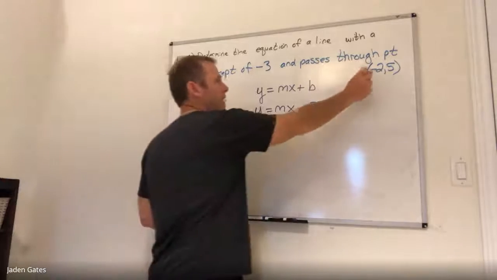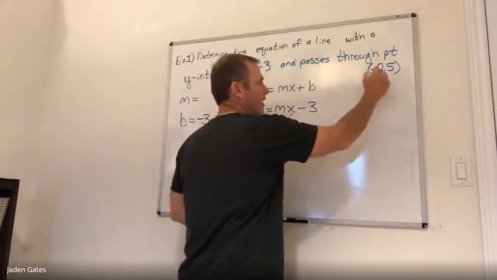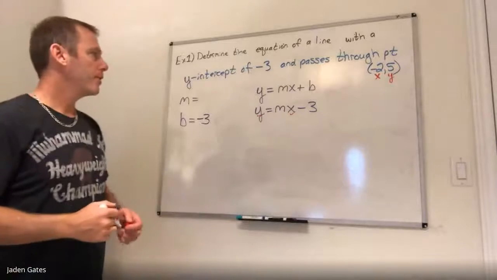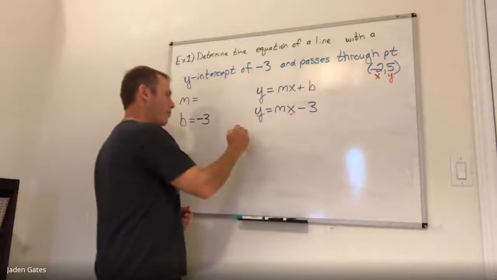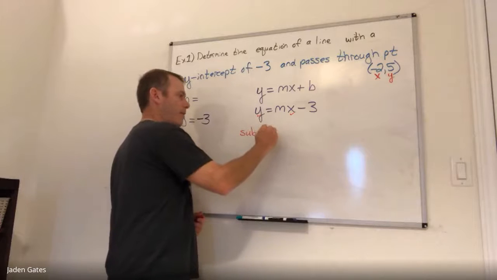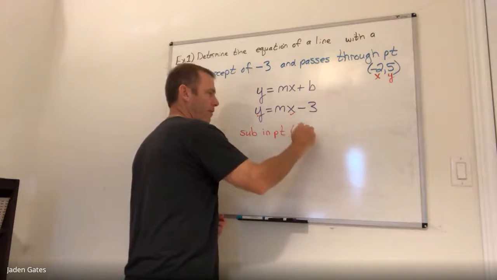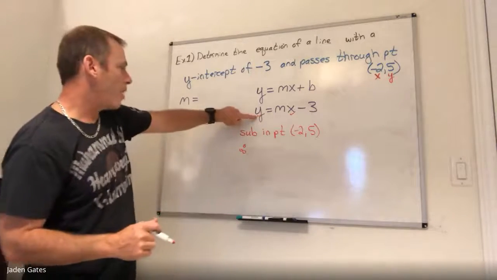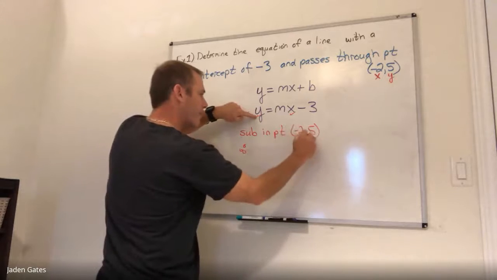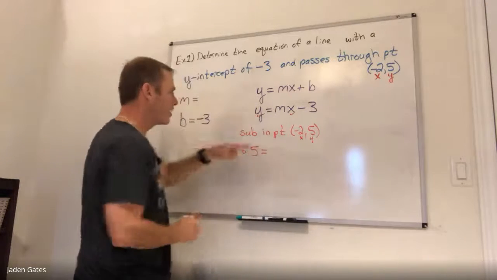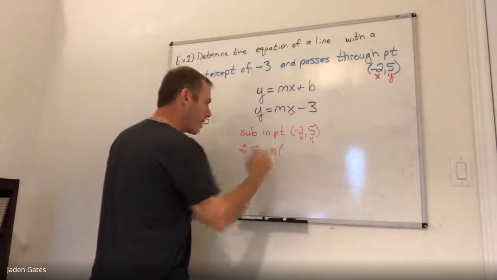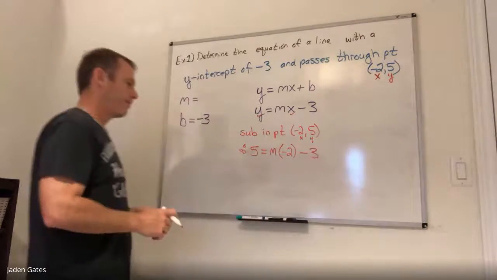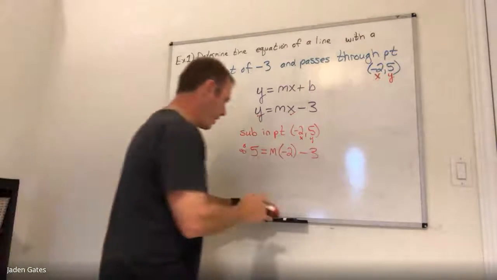Right over here, the line passes through this point, where the x always comes first. That's our -2, and our y is 5. So I'm going to sub in the point (-2, 5). Now my equation looks like this: I got a y here, so y is 5, equals m times x, which in this case is -2, minus 3.